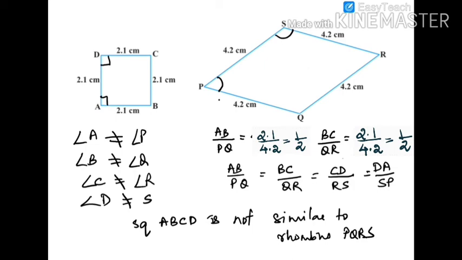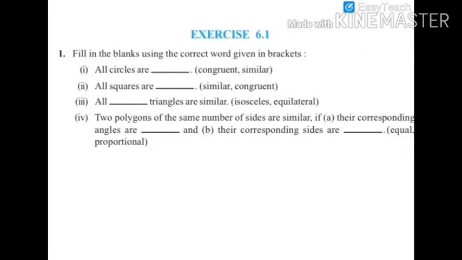So we have defined two criteria for similarity of two figures. One, all corresponding angles should be equal. Second, all corresponding sides of the two figures should be proportional. Even if one condition is not met, it implies that the two figures do not have the same shape and hence they are not similar. Now we are in a position to answer questions of exercise 6.1.